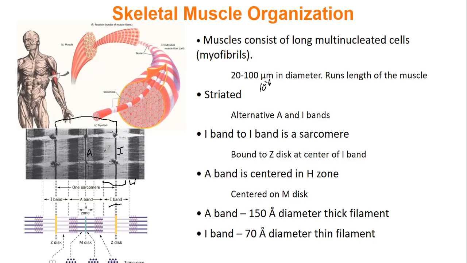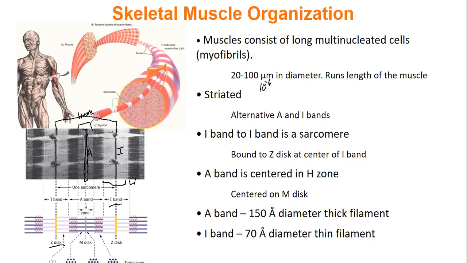When we look at the sarcomere, the I bands are anchored to what's called the Z disc. So the Z disc anchors your I bands, right? The A band, the dark line in the middle of this A band, we call that the M disc. So the M disc is in the center of the A band. And that little light colored area right here, we call that the H zone.